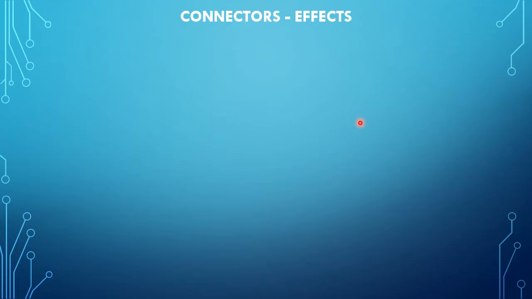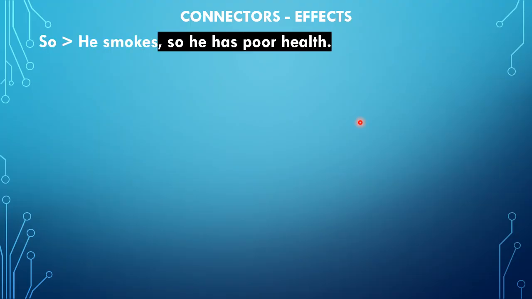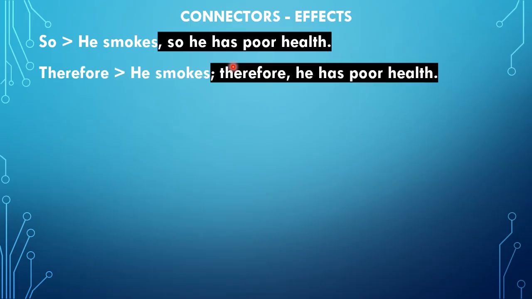So we have looked at the connectors for causes. Now we are going to look at the connectors that we can use to show effects. So first, obviously, the word so. The word so is used to show effects. It is also a fanboy as well. He smokes, comma, so he has poor health. What happens when he smokes? See, the question that it answers again. When he smokes, his health becomes poorer. That is the effect of smoking.